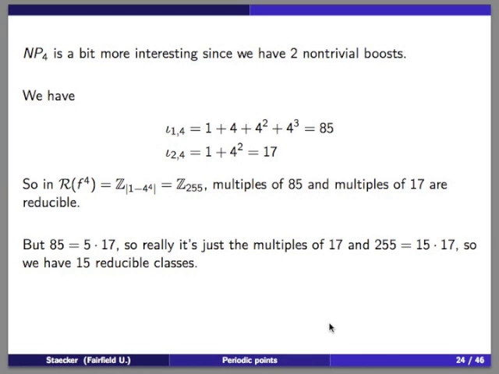All right, 15 reducible classes, so everything else is irreducible. So the number of irreducible classes is 240. This means that any map homotopic to F has at least 240 points of minimal period 4. All right.